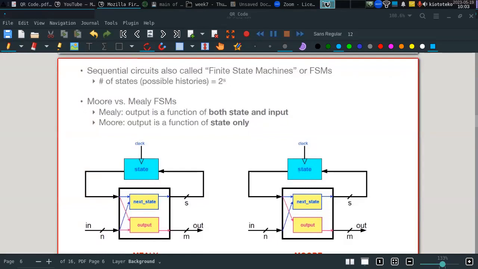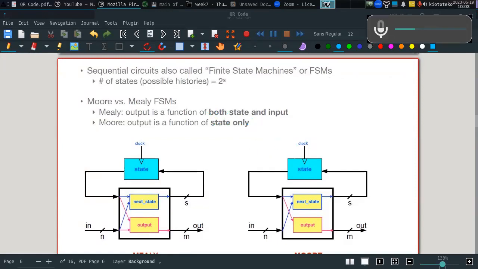Now, how many states can one flip-flop represent? Usually it can only represent one bit, no? And this bit can be two states. So in order to represent 2 to the S states, you need S flip-flops.